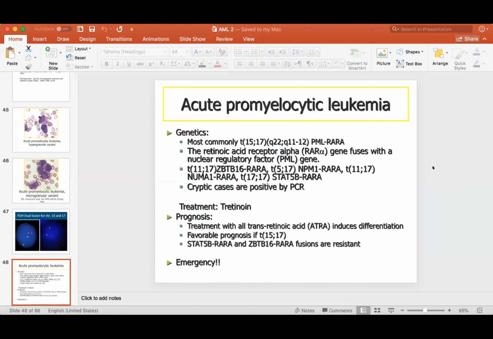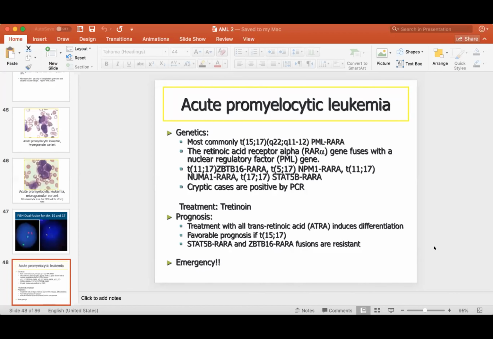Translocation 15;17 is characteristic for PML-RARA, and it has a favorable prognosis because it responds to treatment. The treatment is tretinoin or all-trans retinoic acid. There are other types included, newer translocations, including 11;17, 5;17, 11;17 with a different gene fusion, and translocation 17;17. We have to know that some of these types do not respond to treatment, so they're resistant to this treatment. And that's the importance of doing the cytogenetics.